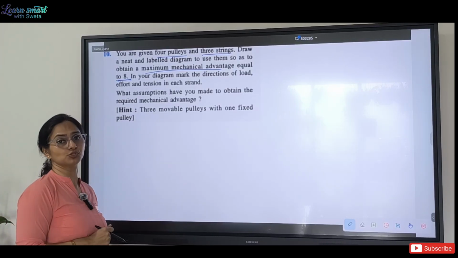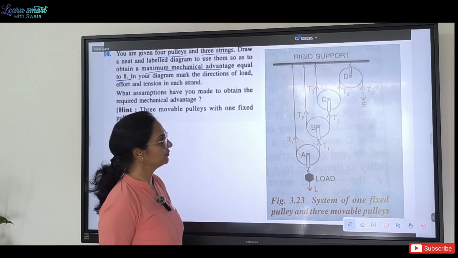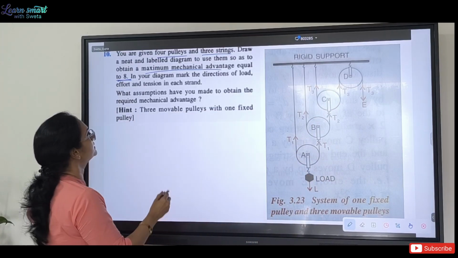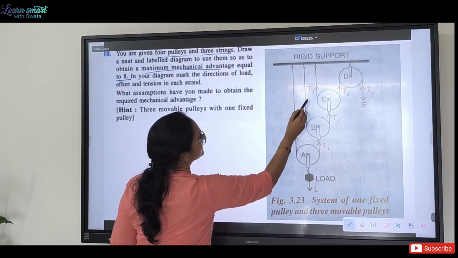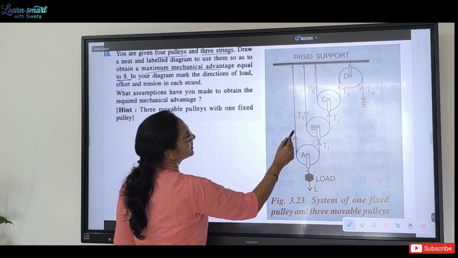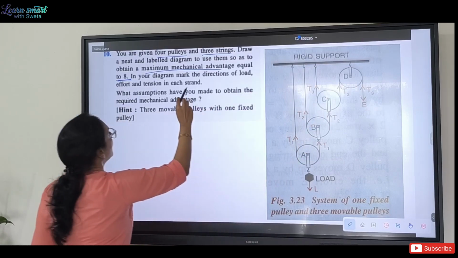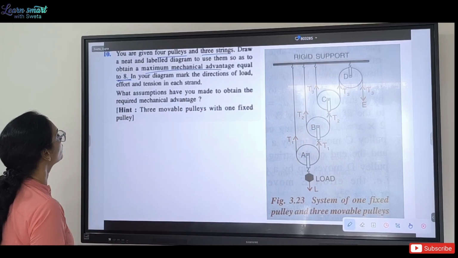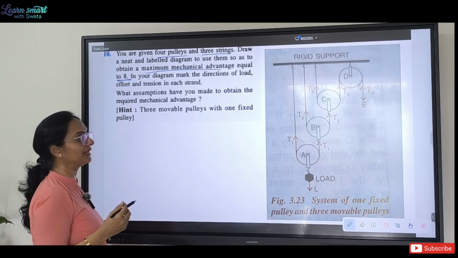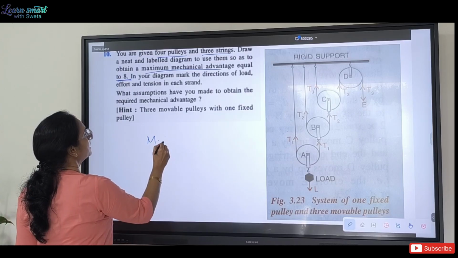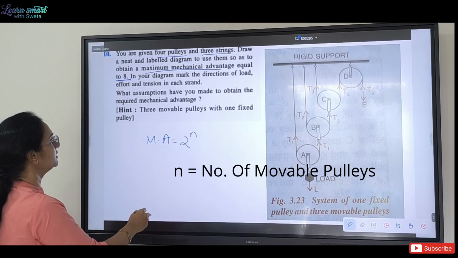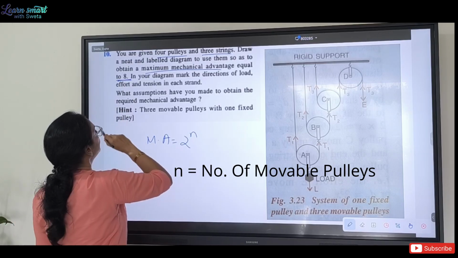So what is the diagram that we should draw? See, this is the diagram that you have to draw. There is 1 fixed pulley and these 3 pulleys are movable pulleys. And these are the 3 strands, and this is 1 fixed. So you are given 4 pulleys and 3 strings, 1, 2, 3 strings. In this case, we get the maximum mechanical advantage, and mechanical advantage is equal to 2 to the power of n, n is the number of movable pulleys. So here you will get the mechanical advantage of 8.